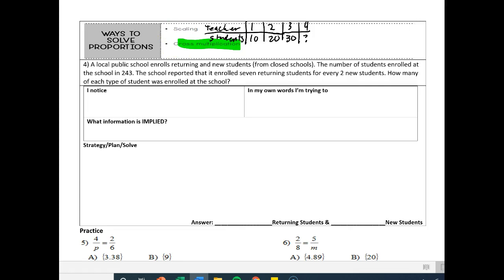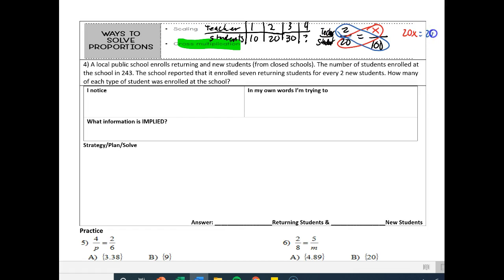So now let's just pretend we have 2 teachers to 20 students, right? We're comparing teachers and students. You write down teachers and students here. I want to figure out, okay, how many teachers would I need for 100 students if I wanted a 1-to-10 ratio, right? So we're going to put our variable x here, and we're going to cross multiply. So we're going to do 20 times x. That's 20x. And we're going to do 2 times 100.